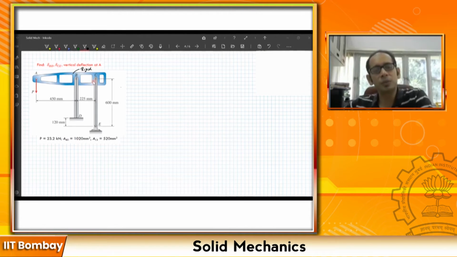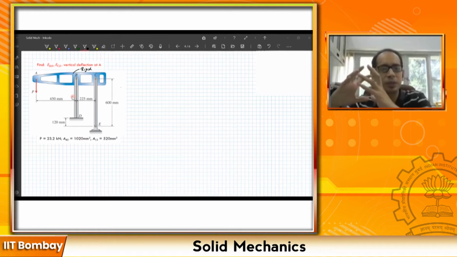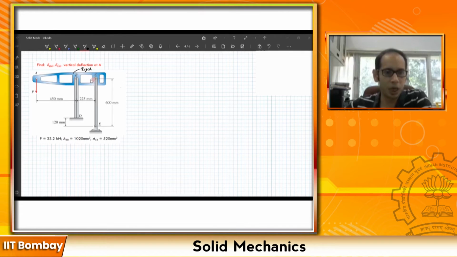So now that you see this system, try to visualize how the system would behave when you are pulling it with this particular force P. Now, when you're pulling with this force P, of course, this point A will go down. Now we have to figure out what happens to this point B and this point C, right? Whether they go up or whether they go down, and the amount by which it goes up or down is delta BD and delta CE, right?